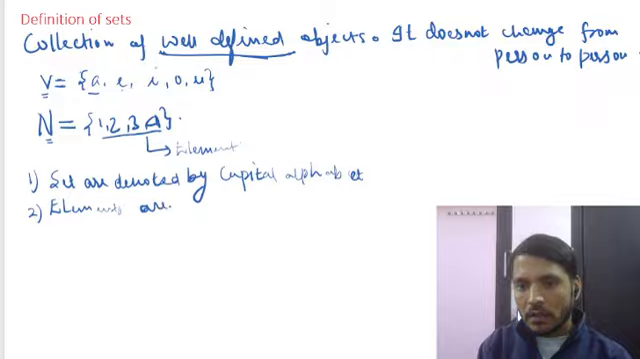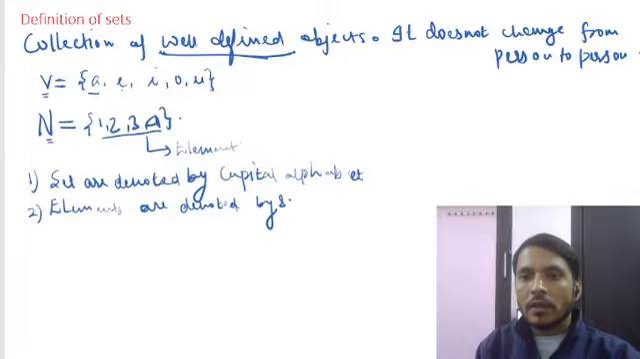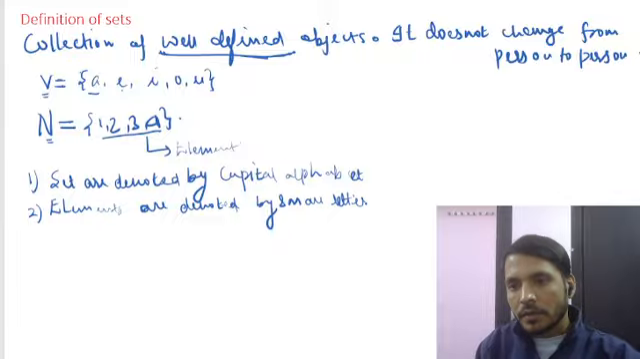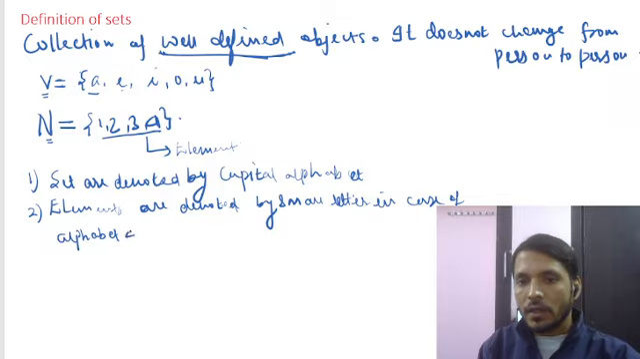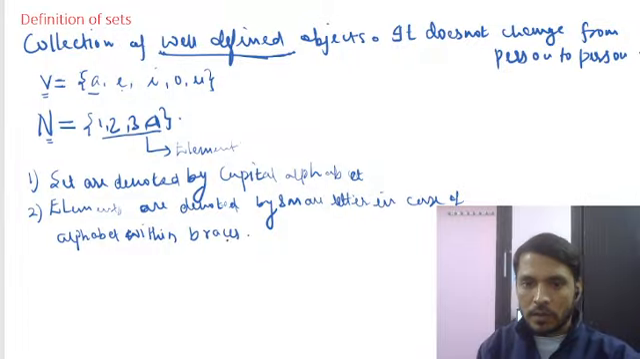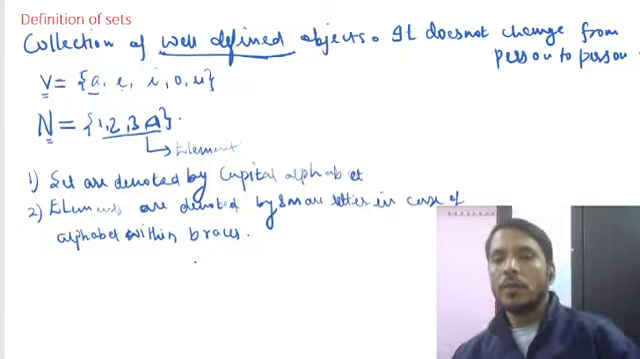or elements are denoted by a small letter. In case of an alphabet, if it is an alphabet, then we represent it by a small letter, right? Or we can say within braces. Braces means curly brackets, right? So this is the point we have to keep in mind when we are writing a set.